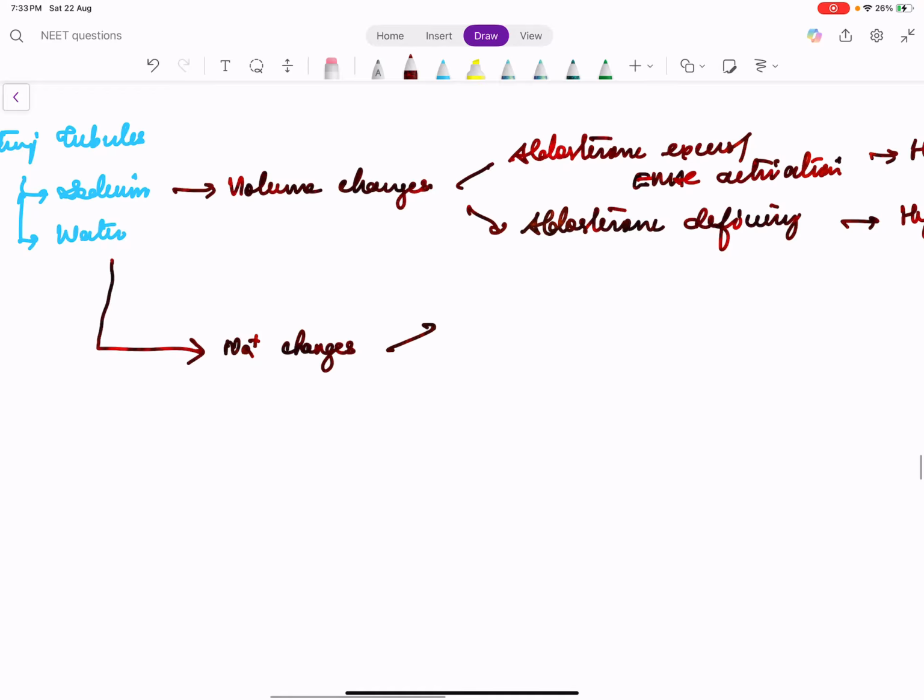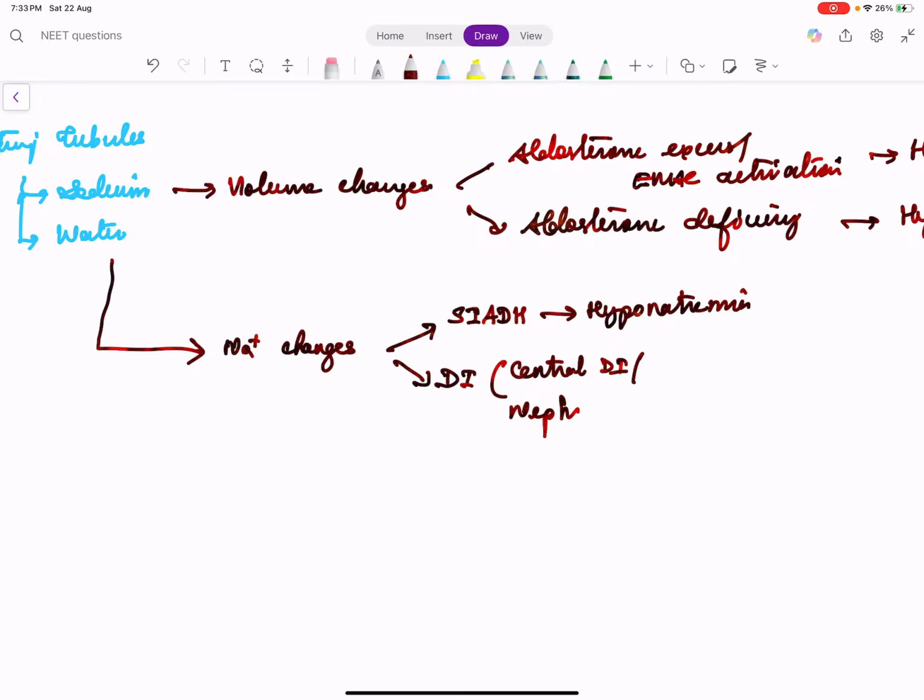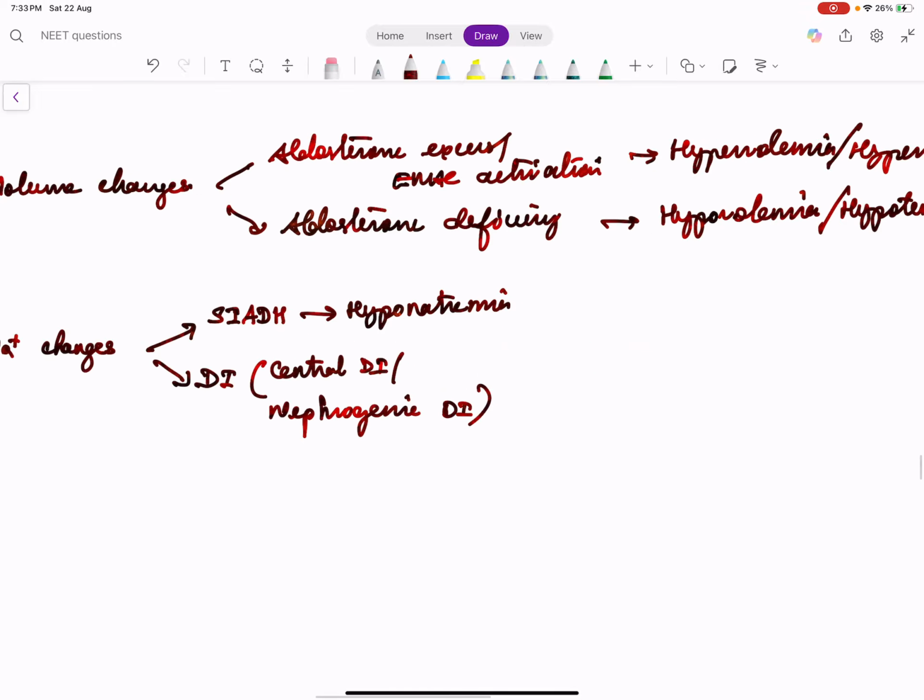An example: if there is excess antidiuretic hormone, it is called syndrome of inappropriate antidiuretic hormone secretion. It leads to hyponatremia, because excess water is reabsorbed, there will be volume dilution in the blood leading to hyponatremia. On the contrary, if there is low ADH or low ADH action, that is, in central diabetes insipidus or nephrogenic diabetes insipidus, water is excreted more, so the blood becomes concentrated and it leads to hypernatremia.